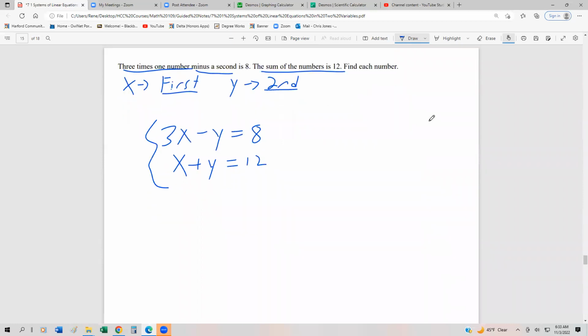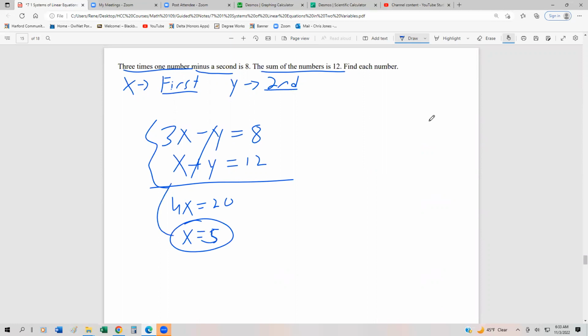Once again, this leads us really nicely to the elimination method. Not all of them are going to be this nice, but so far they are. The y's cancel out. 4x equals 20. x is going to be equal to 5 when we divide both sides by 4.